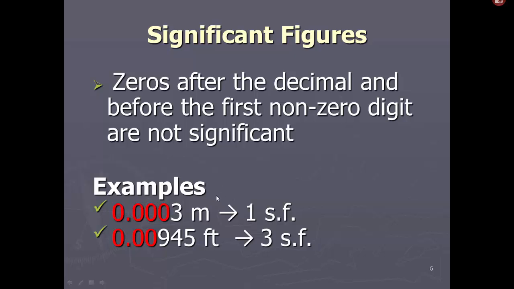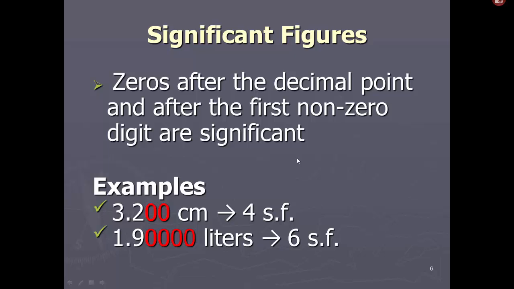Okay, this is where it gets a little more thinking involved. Zeros after the decimal and before the first non-zero digit are not significant. So if you have a very small number, where you have a non-zero digit after the decimal and just zeros before, you only focus on the non-zero digits, and that'll tell you how many significant figures you have. So in this case, you have 0.00945. You ignore the zeros before, and you only have 3 significant figures here, 9, 4, and 5. So the zeros after the decimal and before the first non-zero digit are not significant.